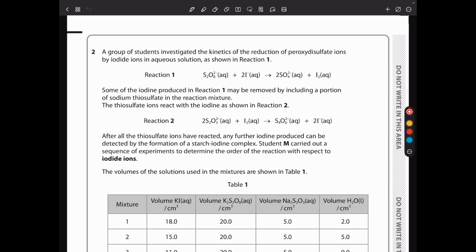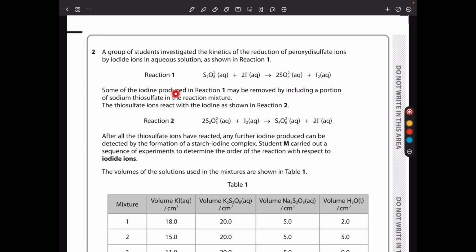In question 2, a group of students investigated the kinetics of the reduction of peroxydisulfate ions by iodide ions in aqueous solution as shown in reaction 1. So we have reaction 1 where the peroxydisulfate is reacting with iodide to give us sulfate and iodine.